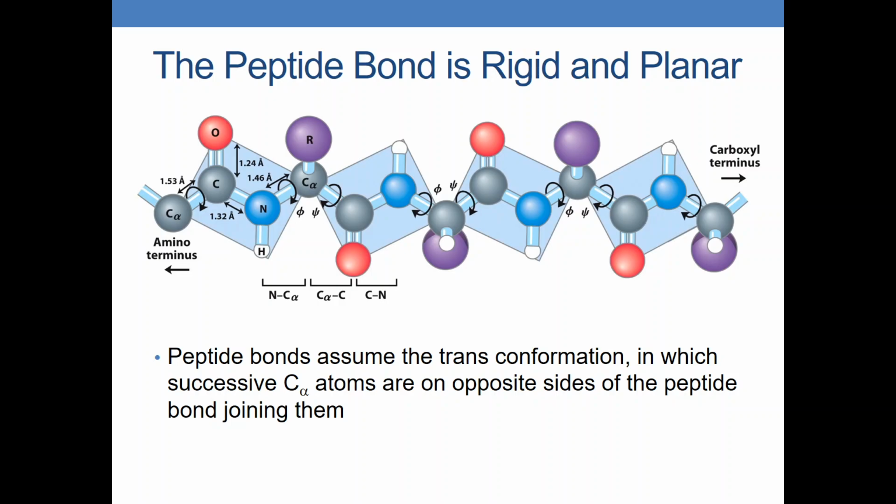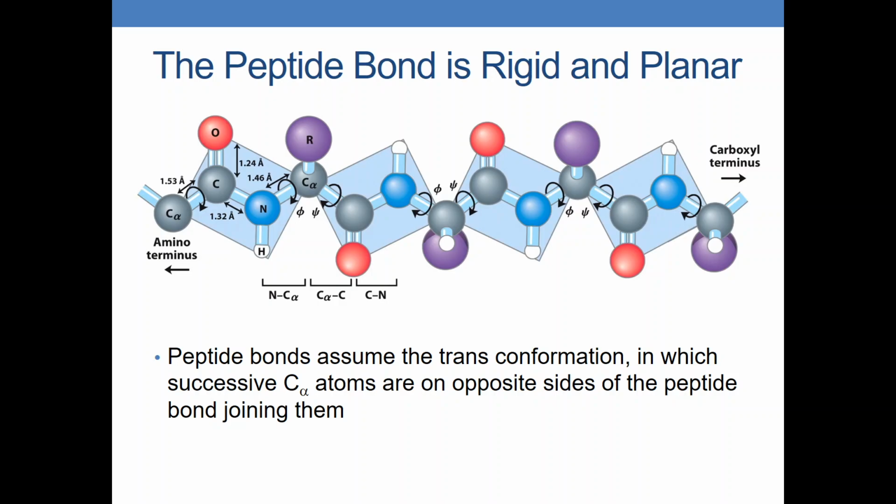The backbone of a polypeptide chain can thus be pictured as a series of rigid planes with consecutive planes sharing a common point of rotation at each C-alpha carbon. The rigid peptide bonds limit the range of conformations that are possible for a polypeptide chain.